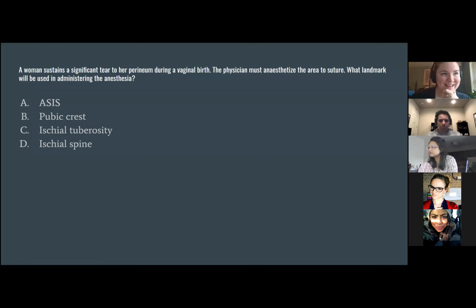There's kind of a spread, which is fine. I believe there are a couple questions in Gray's that ask this question. We're kind of between the two, and one of them is the correct answer. So it's ischial spine. You will palpate the ischial spine, and that's what you're going to use as your landmark to do the perineal block.